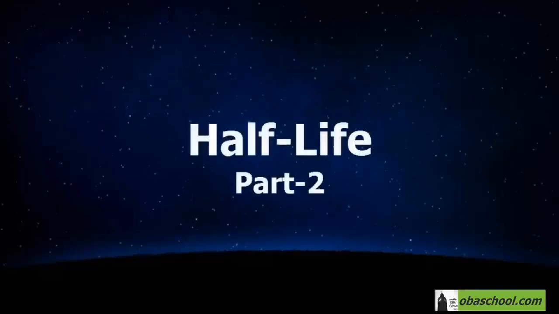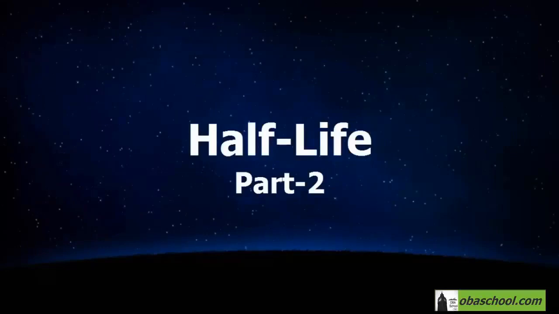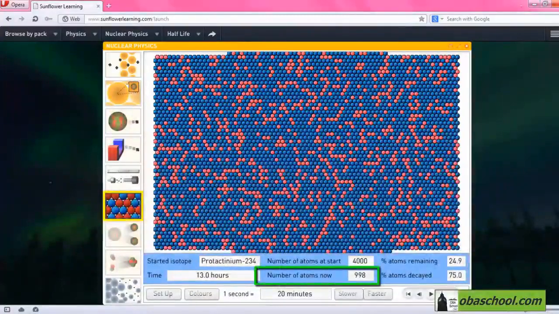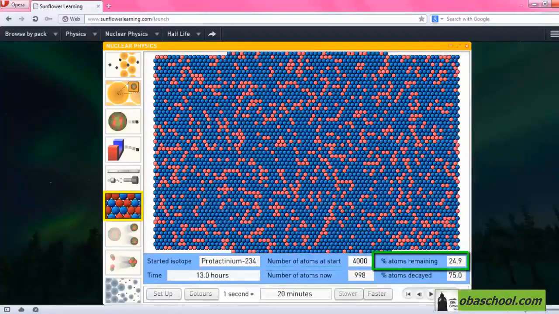Half-life Part 2. In the previous tutorial, we were seeing a simulation for the isotope protactinium-234. We reached the point where the number of atoms now is approximately 1,000, meaning we have 25% atoms remaining and 75% of atoms decayed.